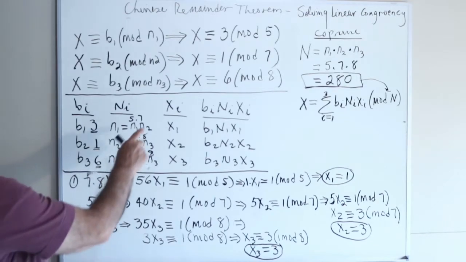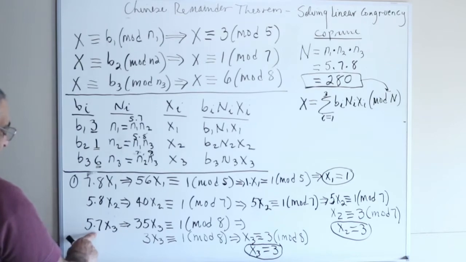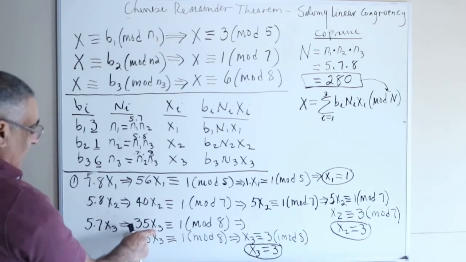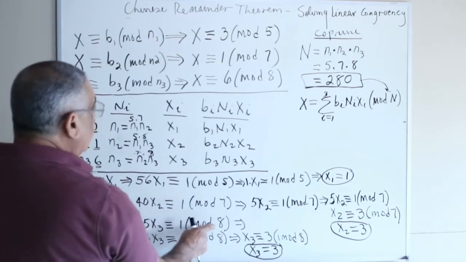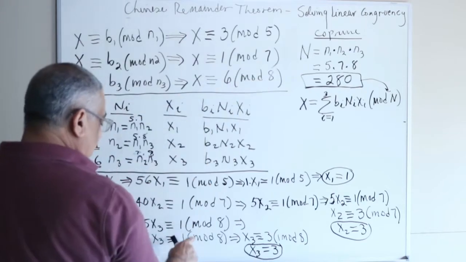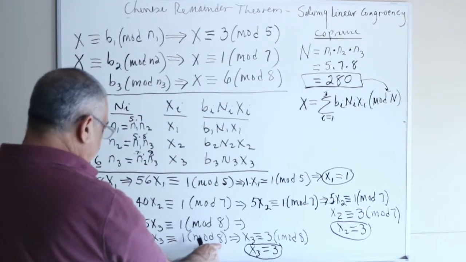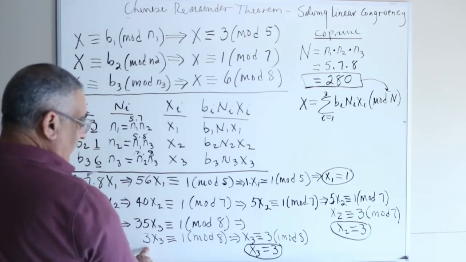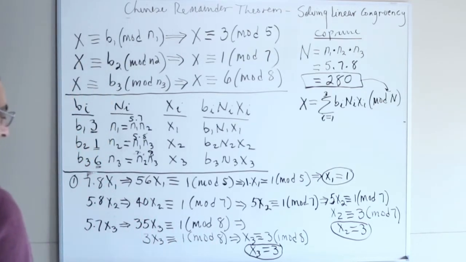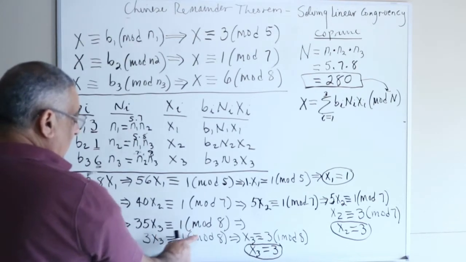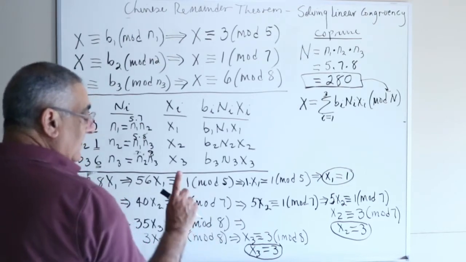Now for the third equation, 5 times 7 x3, so that would be 35 x3 is 1 mod 8. Now, if I take 35 modded by 8, that gives me 3. See that? So that actually gives me 3. Now, I need a term multiplied by 3, modded by 8, that should give me 1.